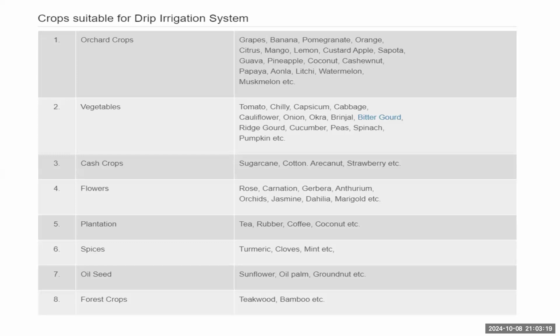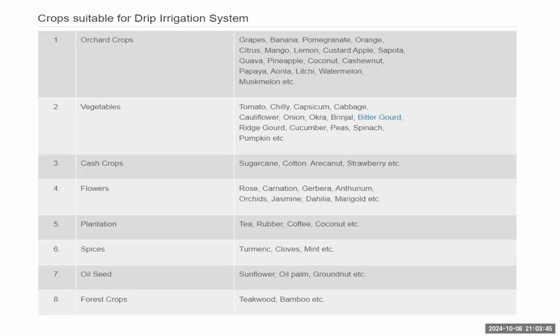It is suitable for flower crops like rose and other flower crops. And it is also useful for plantation crops like tea, rubber, and coffee. Also suitable for spices like turmeric, cloves, and mint. Suitable for oil seed crops like sunflower, palm oil, and groundnuts, and also suitable for forest crops like teak wood and bamboo.